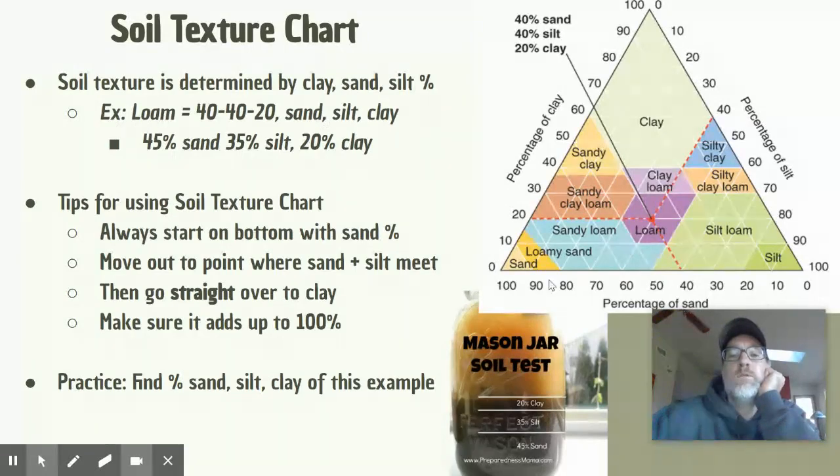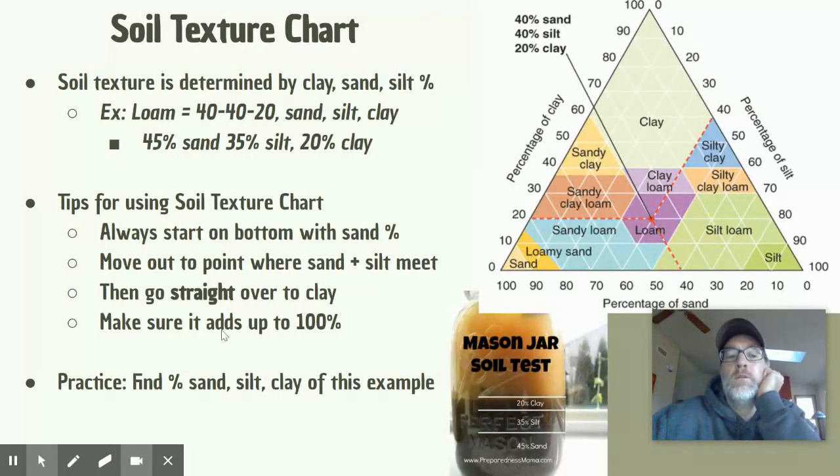So the first thing you do is you go to the bottom. The bottom shows us our percent of sand. And we're going to find 40 right here. And then we're going to go up from 40 until we hit roughly 40% silt. Even 35, we would get the same area right here. And then we're going to look for the percent of clay. And I said in this example, it was 20. So here's 20. So where do those three come together? Right here. And so this is a loam soil.